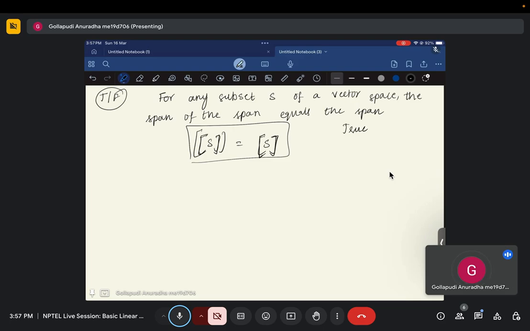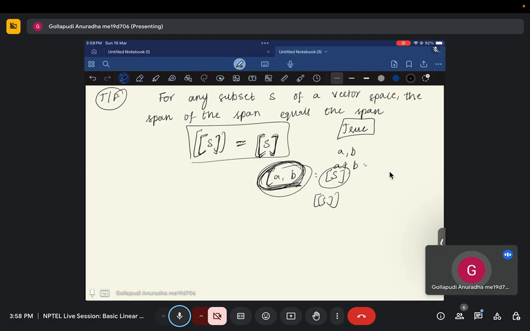Suppose this is the basis for S, and whatever linear combinations you can do of this, that is the span of S. So span is going to be a linear combination of this, and the span of the span is also going to be a linear combination of this only, right? So both will span the same thing, so this is going to be true.